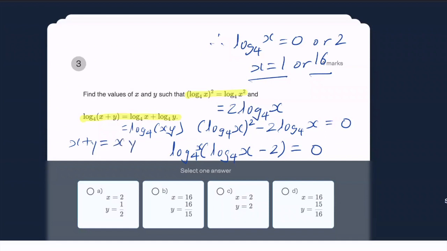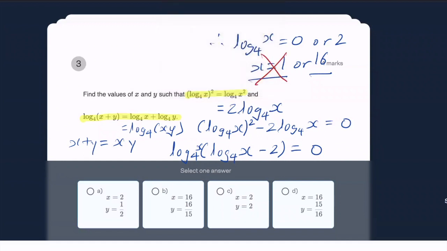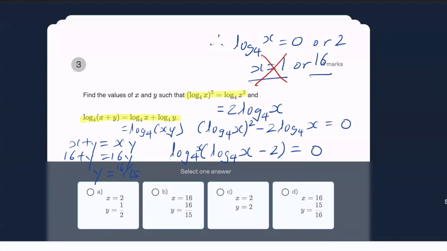When we have an equation like this, we have to reject x equals 1 because it will not fit into that equation, which means that x equals 16. 16 plus y equals 16y. So y must equal 16 over 15. So the answer, I believe, is B.